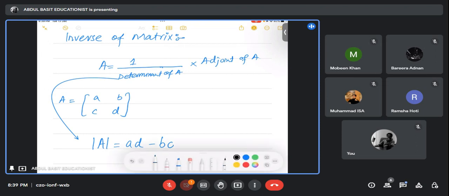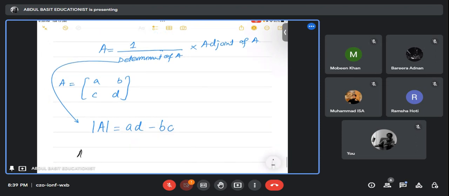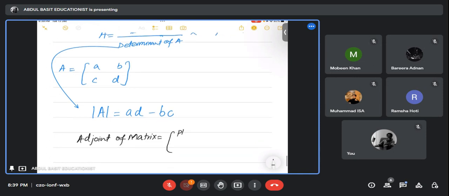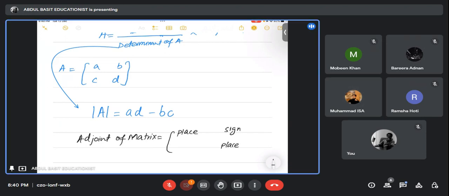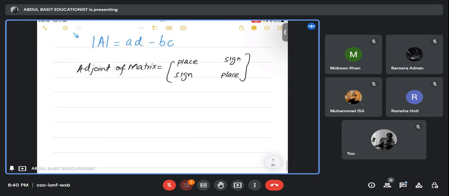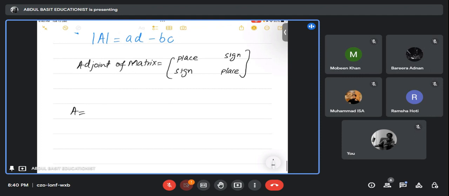And the adjoint of the matrix is equal to: you have to change the place of these two, and the signs of the other two. So for example, very quickly, I'm just solving this question for you.